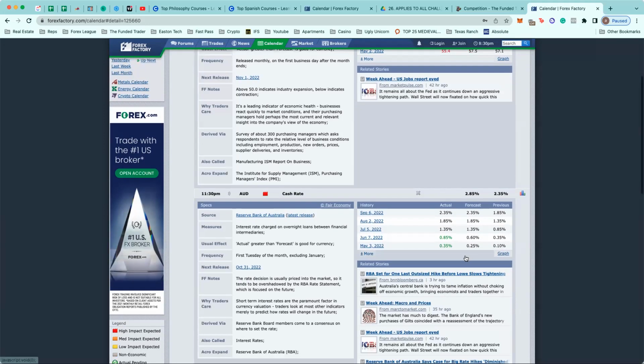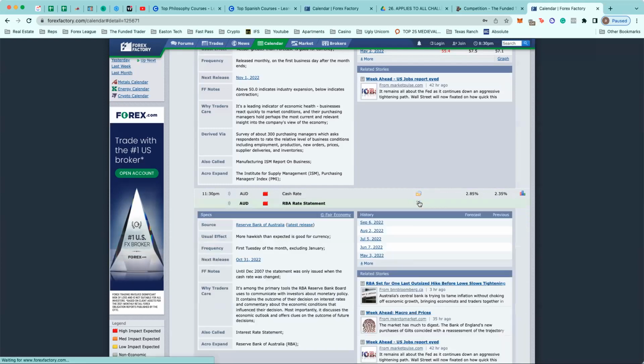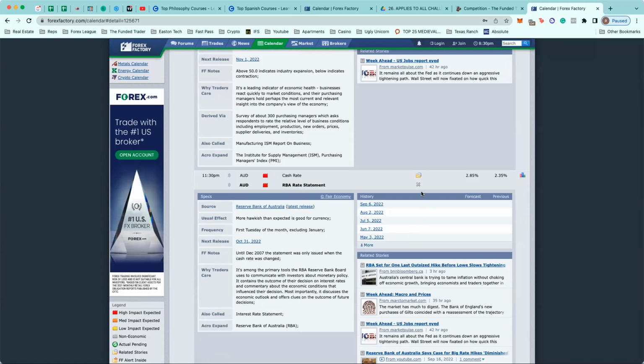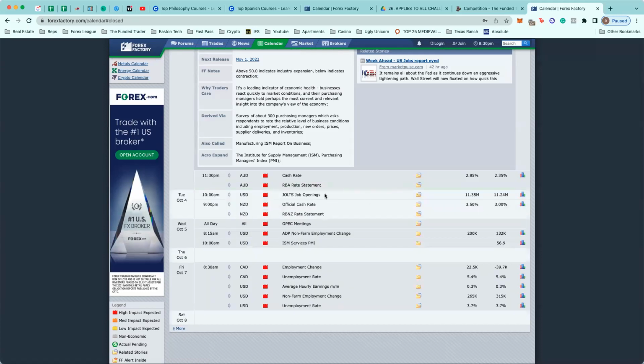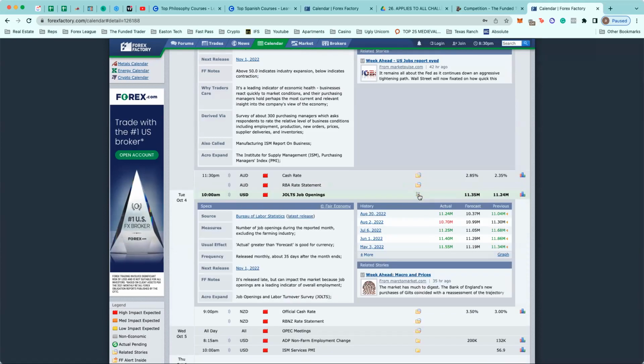So it's the interest rate charged on overnight loans. This one, considering it has not been different than the forecast the last several months, we're going to leave it at that. And then the RBA statement, I'm not going to say this has a lot to do with it or is going to be too significant.